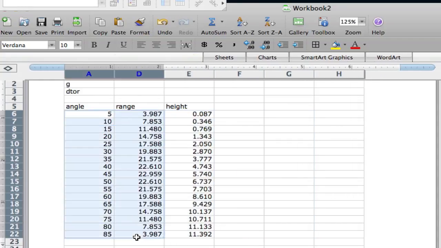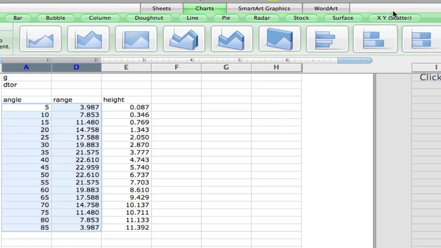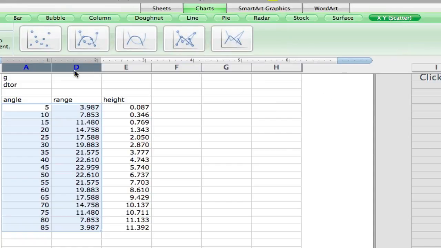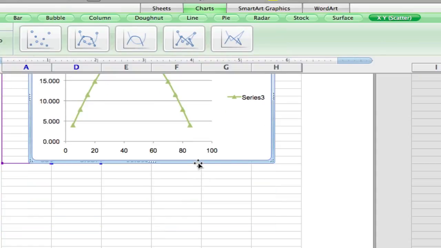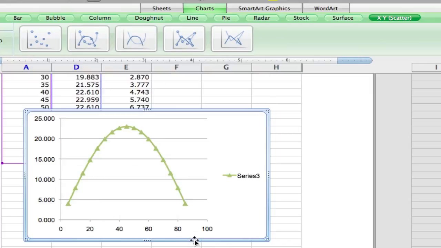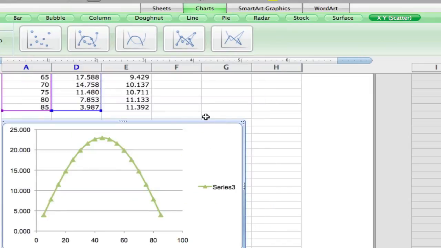So I'm going to highlight these 2 columns. I'm going to click Charts, and then I'm going to click scatter. And then click one more time. And this generates this beautiful graph right here. I can drag it down a little bit lower to separate it from the numbers. And we see that there's this weird pattern when we plot these.